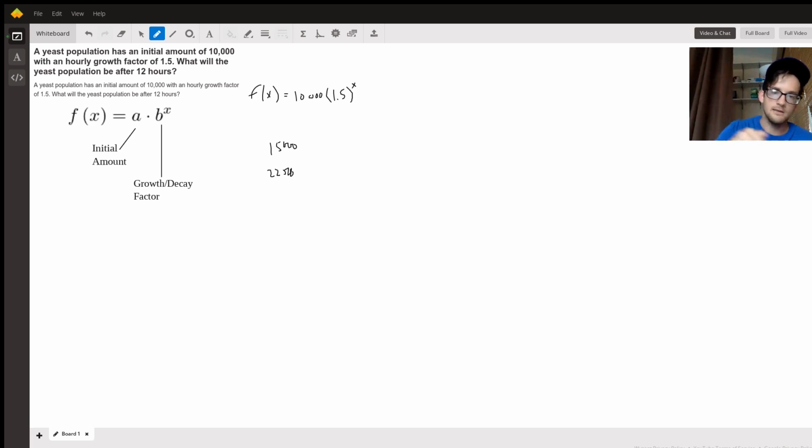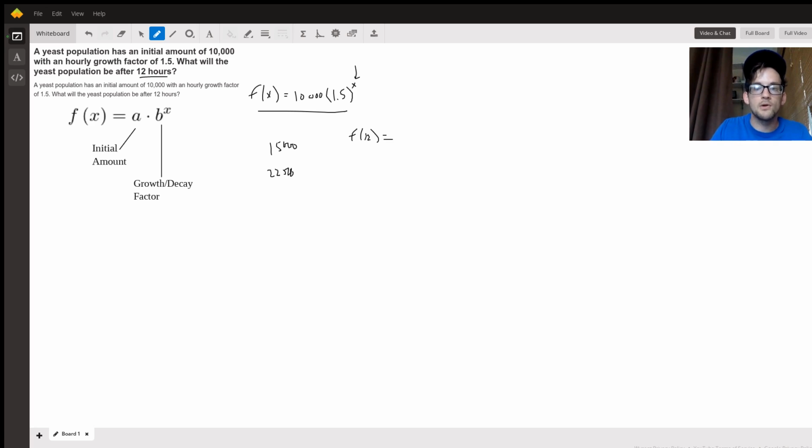We're going to have to do 10,000 times 1.5 times 1.5 times 1.5 over and over again. Or this equation that we wrote will actually do that for us, because this x up here is really just how many times you want to multiply by 1.5. So instead of doing that over and over, all we have to do is say, if I want to go 12 hours, I'll do f of 12, and that'll be 10,000 times 1.5 to the x power. And plug that into your calculator.